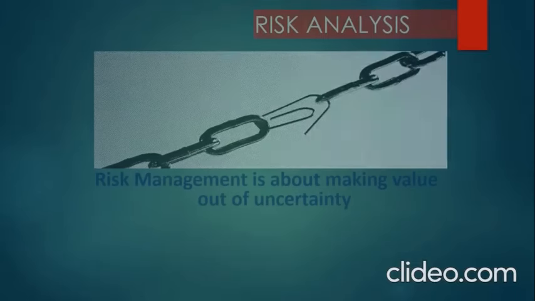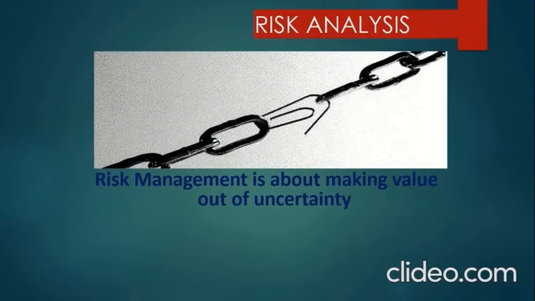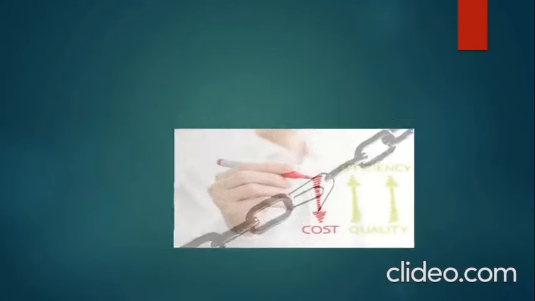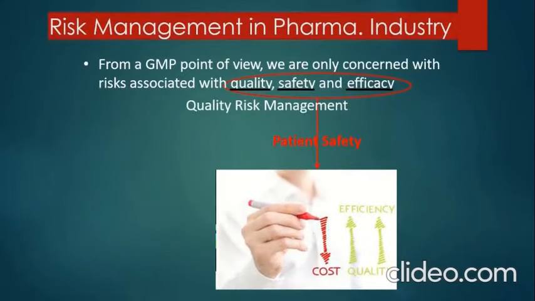Now the risk analysis. Risk management is about making value out of uncertainty. Risk management in pharma industry: from a GMP point of view, we are only concerned with risks associated with quality, safety and efficacy. Organizations use a risk approach in other areas, such as to ensure resources are utilized in the most effective way. But in pharma, we are mostly concerned with the quality, safety, and efficacy of the product.